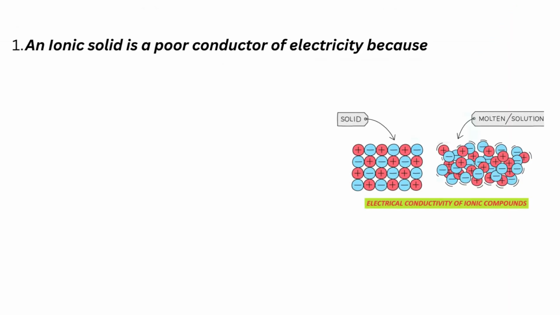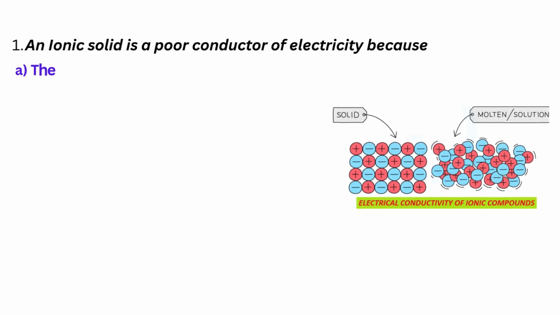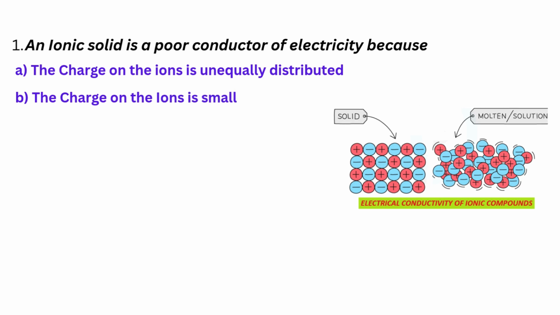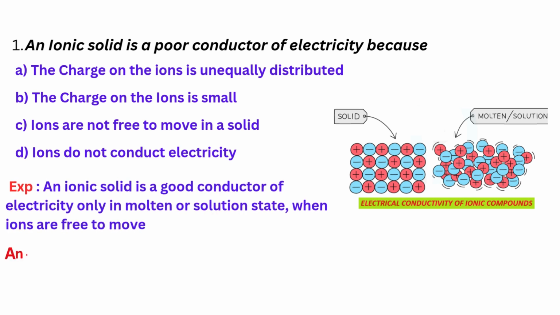Question: An ionic solid is a poor conductor of electricity because the options are: the charge on ions is unequally distributed; the charge on ions is small; ions are not free to move in a solid; ions do not conduct electricity. The correct answer is: an ionic solid is a poor conductor of electricity because ions are not free to move in a solid.